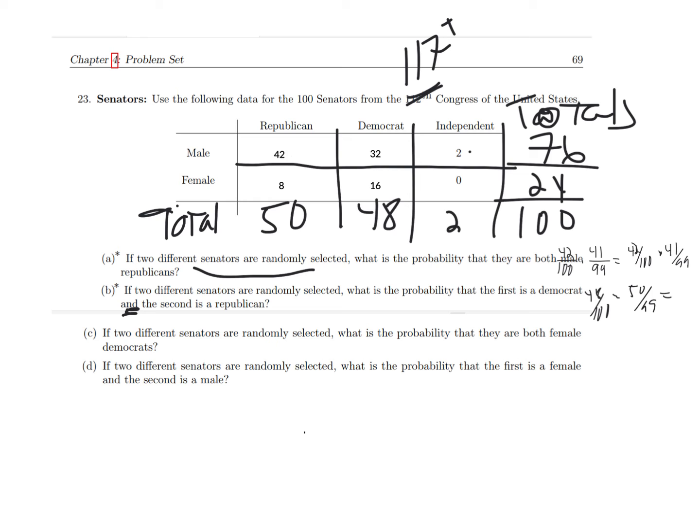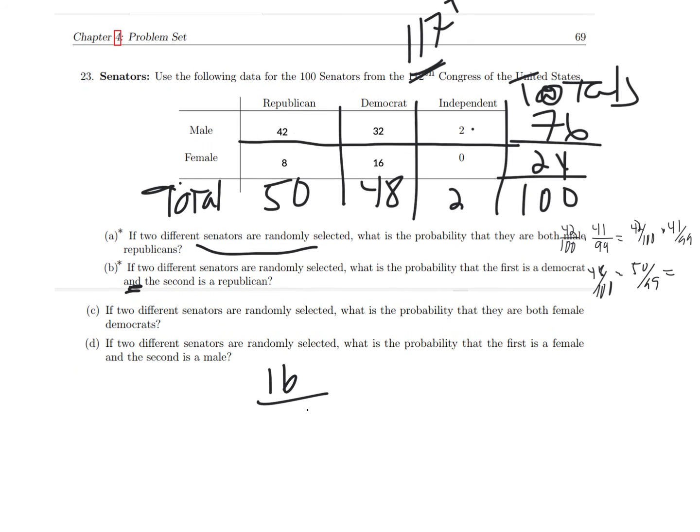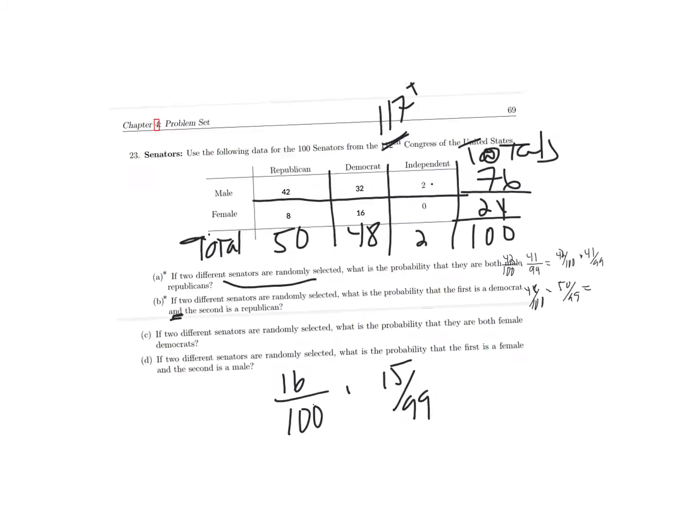I see that there are 16 female Democrats, right here, out of 100. Because it doesn't say "given"; if this said female given that they're Democrat, that would be a conditional probability. This isn't really that situation. We're just looking at the whole group. So 16 out of 100, and having taken one of those female Democrats, there's only 15 left out of 99. Again, multiply those.